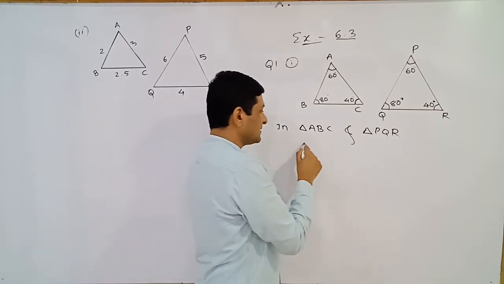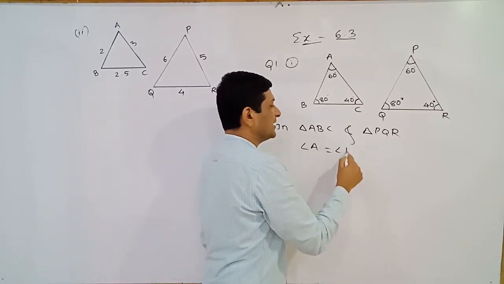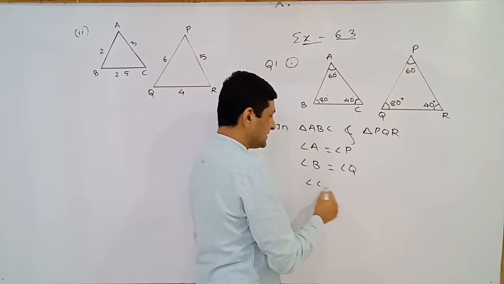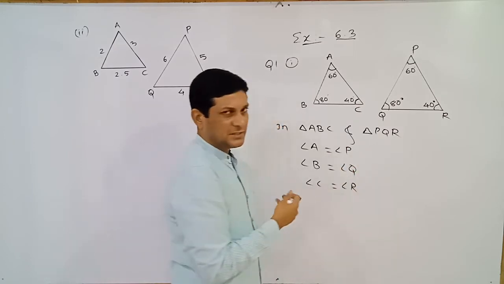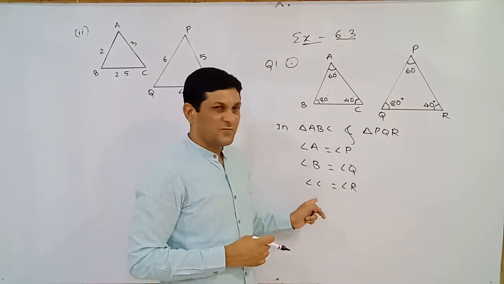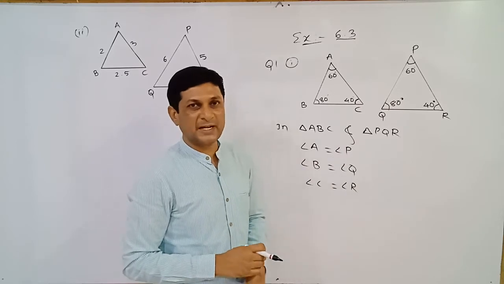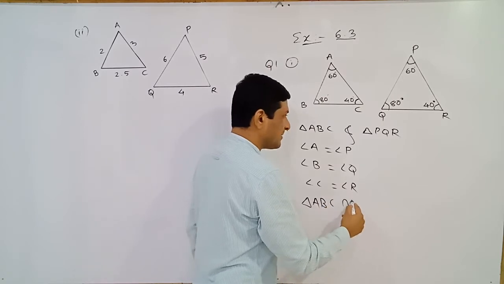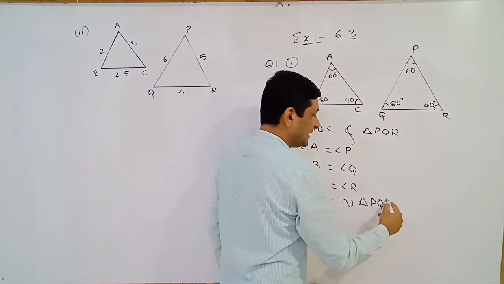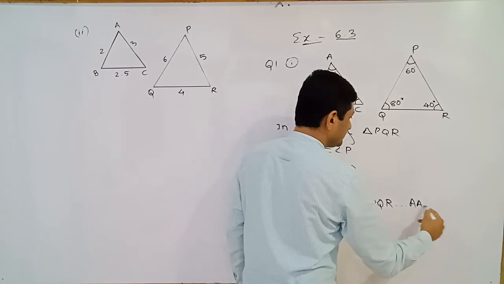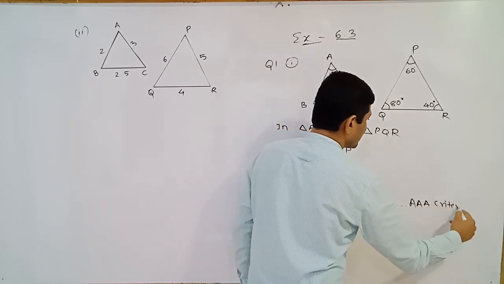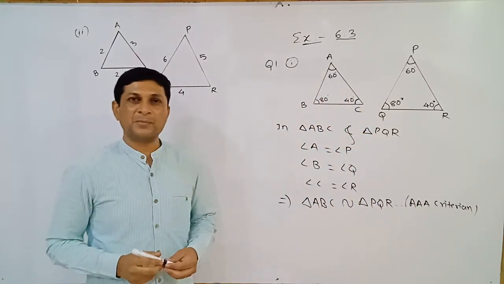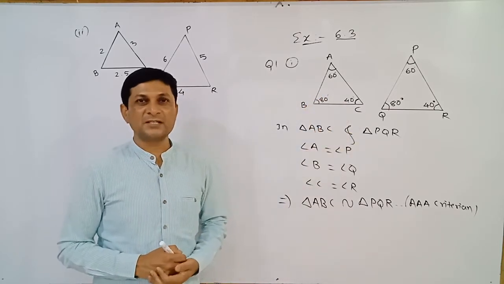Now in this case angle A is equal to angle P, it is given to us. Angle B is equal to angle Q, and angle C is equal to angle R. All these things are shown in the figure. Means three angles of the first triangle are equal to three angles of the second triangle. This implies that these two triangles are similar. These two triangles are similar by which criterion? By AAA criterion. So in this way we have shown that two triangles are similar, and in every example we have to check whether the given pair of triangles is similar or not.